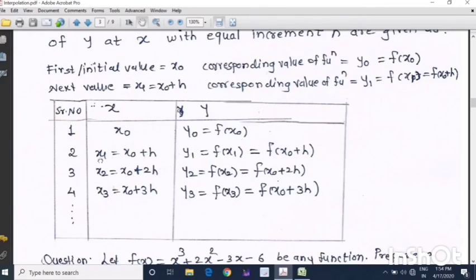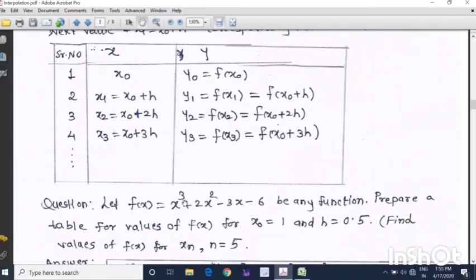Next value of x is x1. What is x1? x1 equal to x0 plus h. So y1 equal to f of x1 and this is equal to f of, but what is x1? x1 is x0 plus h. So as soon as you get x1, no need to use this definition, but as it is theory, I have given it here. Next value is x2, which is x0 plus 2h. So what is y2? So corresponding value will be y2. y2 is f of x2. Similarly, at x3, we will find f of x3, which is denoted by y3 and so on. So here it is a function.